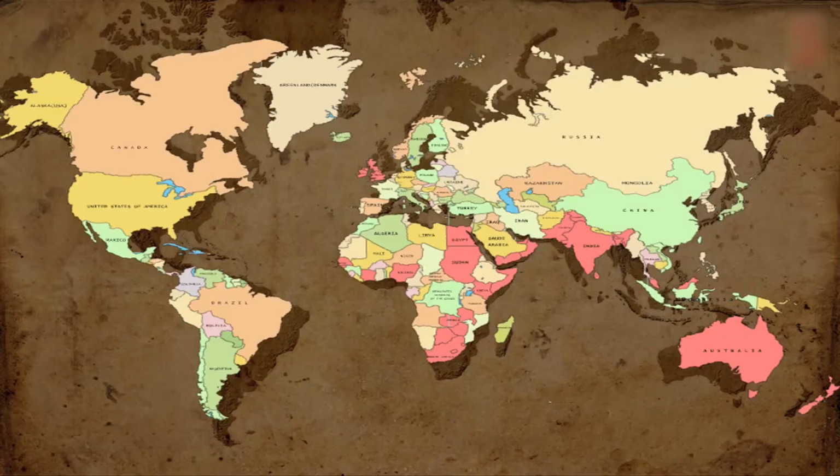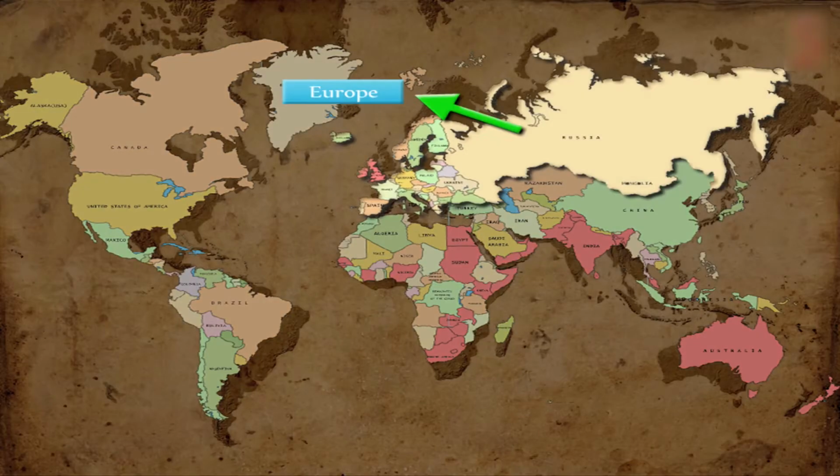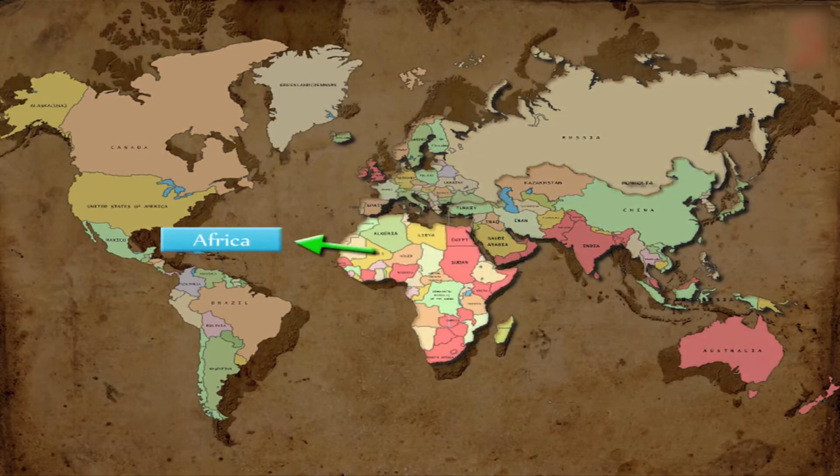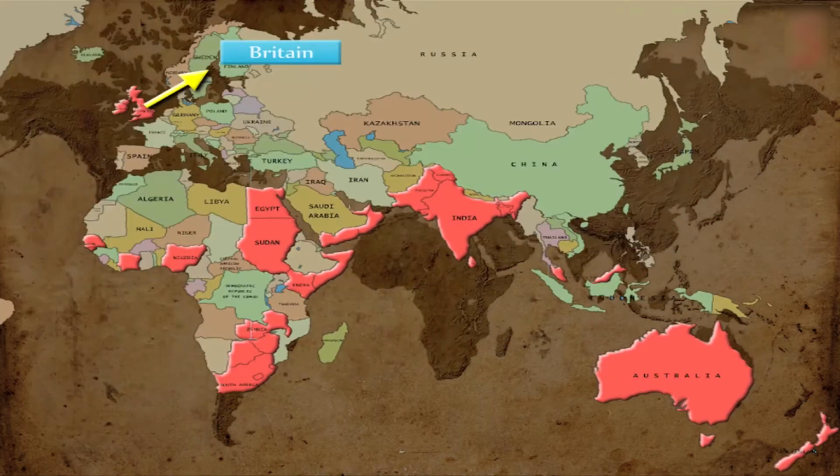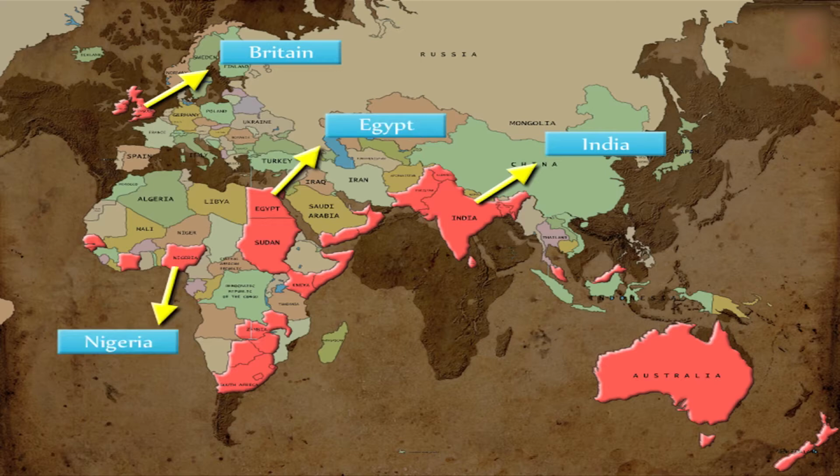Good morning, students. Today we will learn about national liberation movements in the colonies. This map points out the countries of Europe, Asia, Africa and Australia. The pink regions are the colonies of Britain, which include India, Egypt and Nigeria, etc.